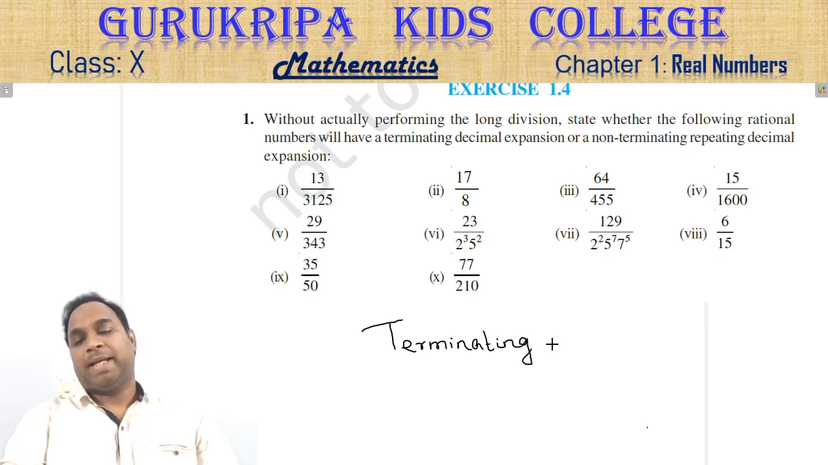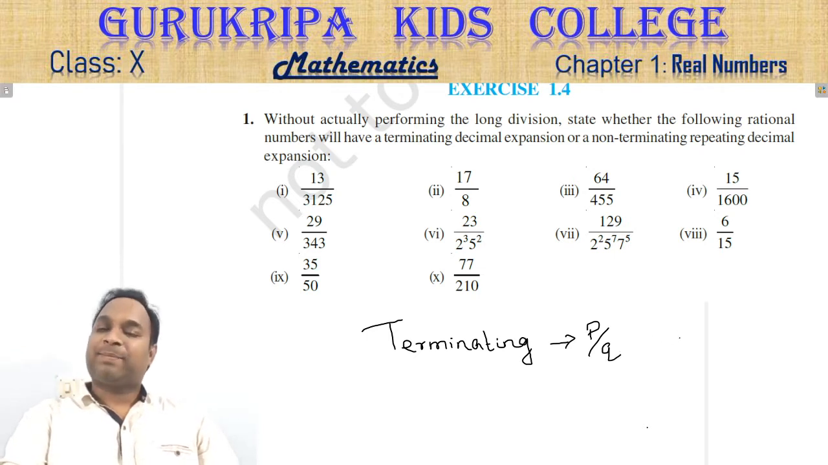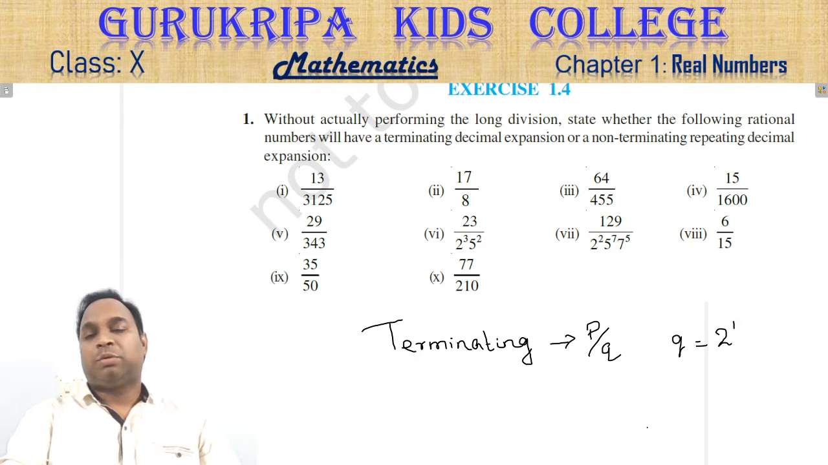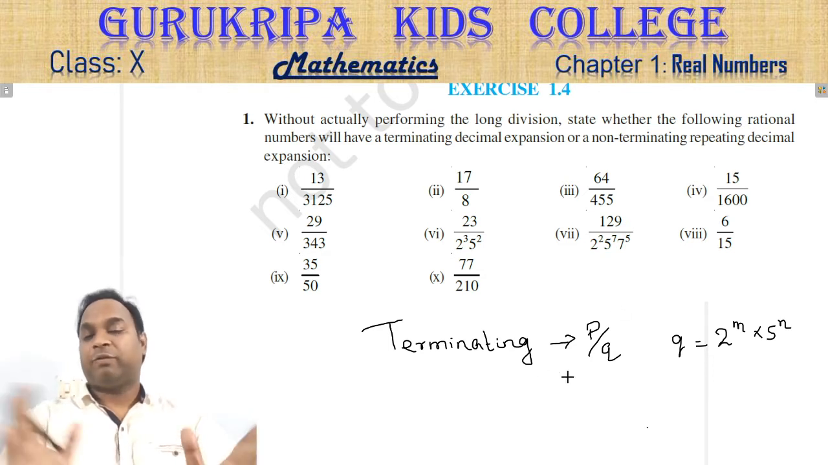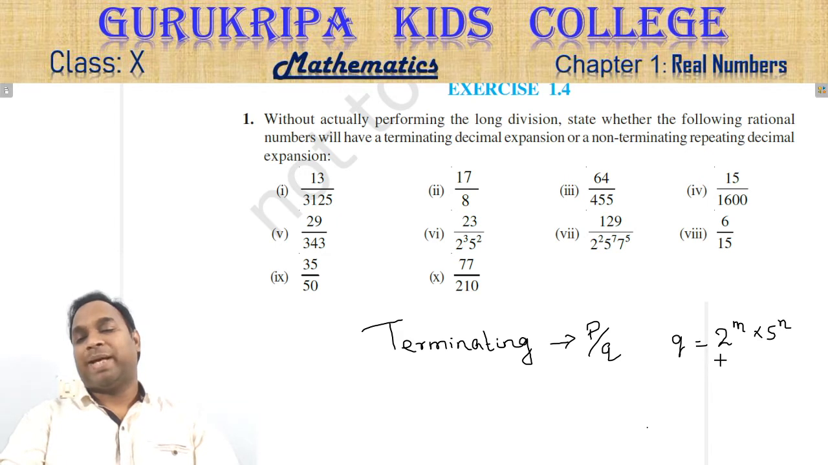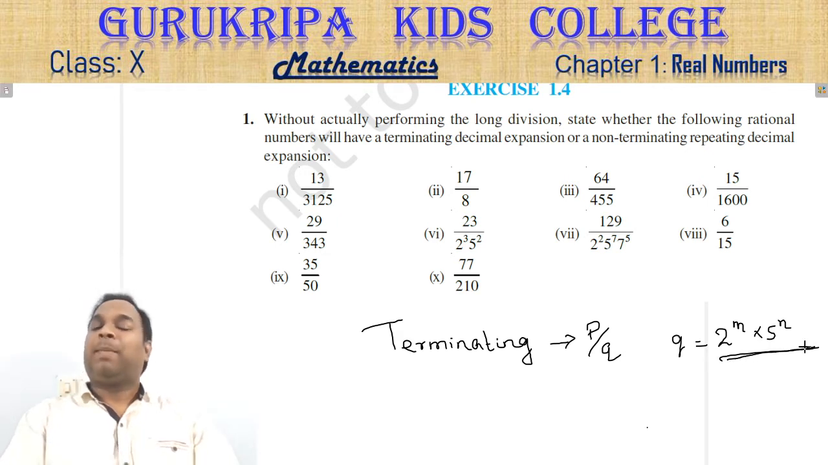terminating decimal number, it can be expressed in the form p by q, where the prime factorization of q will be of which form? 2 to the power m into 5 to the power n. P and Q are coprimes. We have to first convert it into the coprime form. Then only we can express Q as a multiple of 2's and 5's.